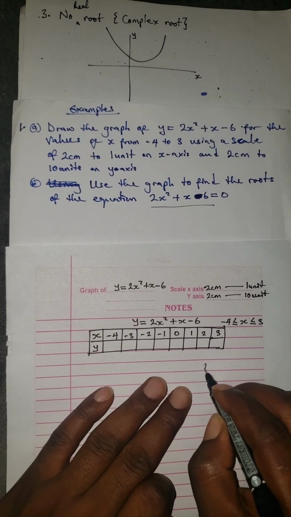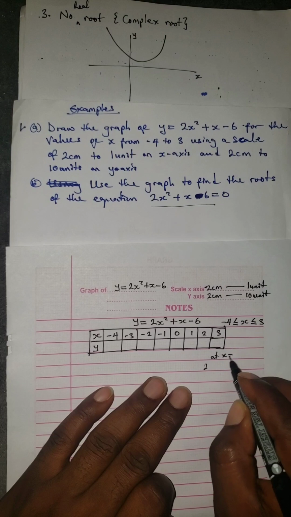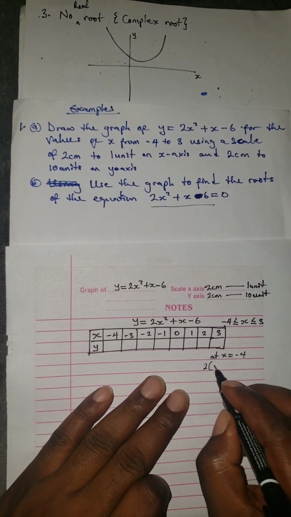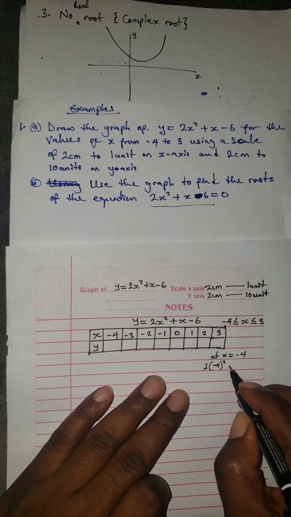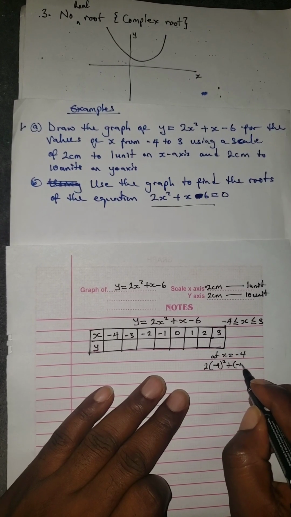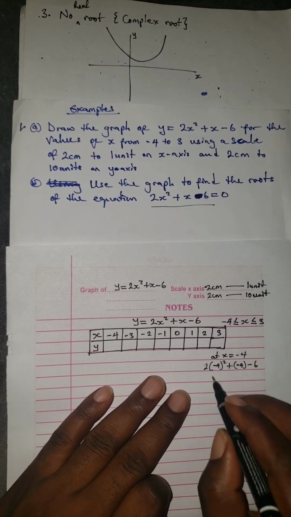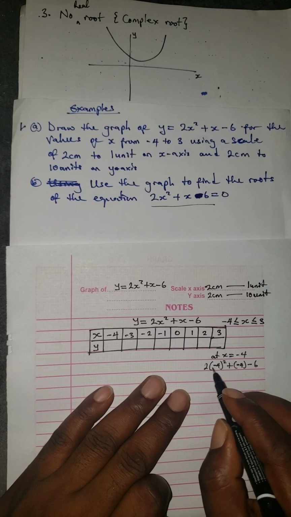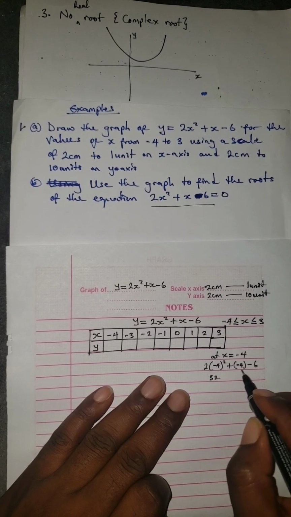So I can say at s equals -4, 2 into, in place of s, I have (-4) squared plus (-4) minus 6. So this will give me 2 times 16, because (-4) squared gives me 16. So 2 times 16 will give me 32.